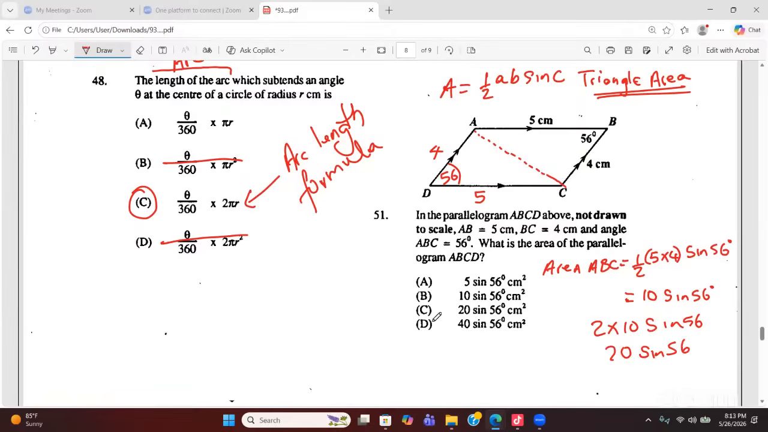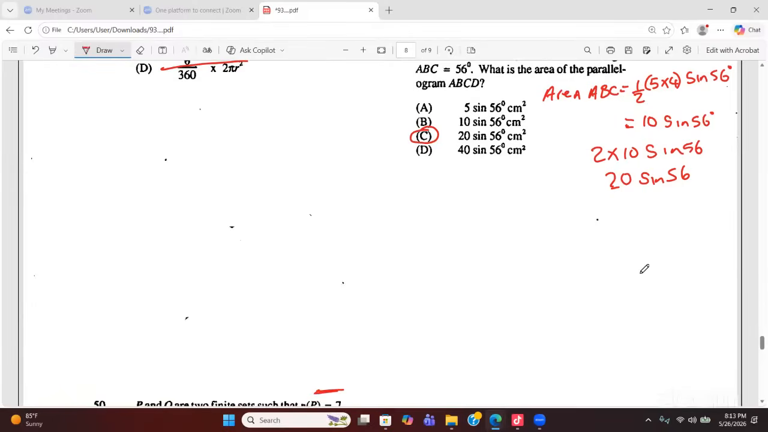Is this on your syllabus? Yes. You do find them a lot of times. And I'm saying, look out for diversity. Do not be the regular student who says, okay, let me look for the regular question. No. Open your minds and be ready. So that answer there is 20 sine 56. And we're good.